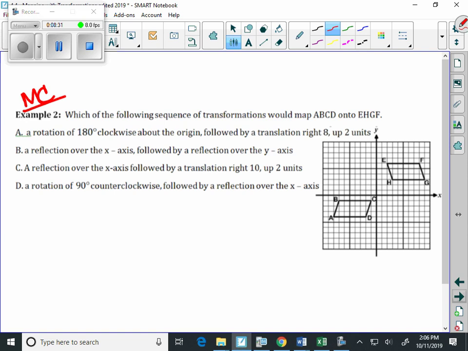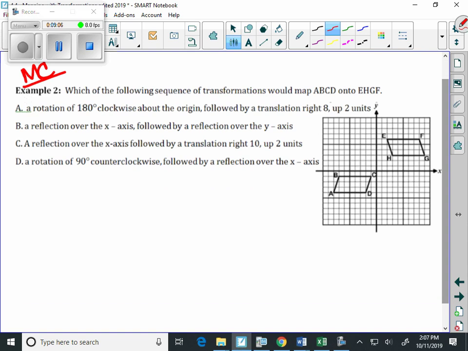So the first thing that we're going to look at is a rotation of 180 degrees clockwise about the origin, followed by the translation of right 8 up 2. And the tricky thing about the options is they can make one of these points work and another point not work. So you have to try more than one, but start with one. Do you have any particular A, B, C, D that you would like to start with?